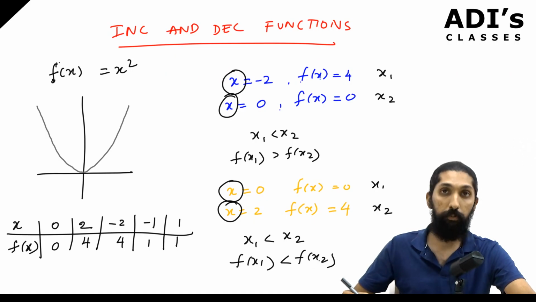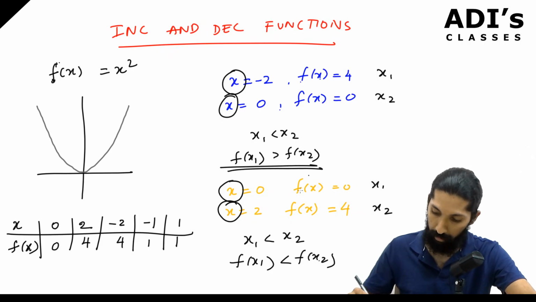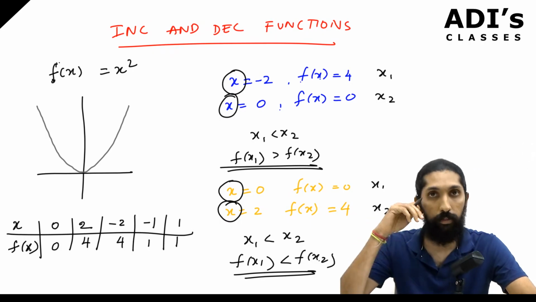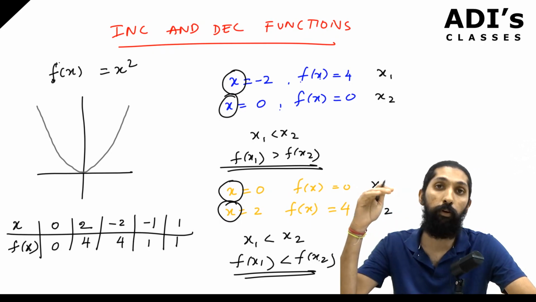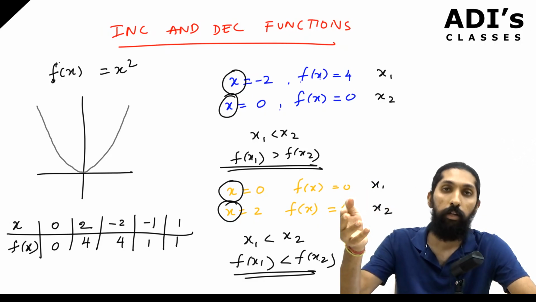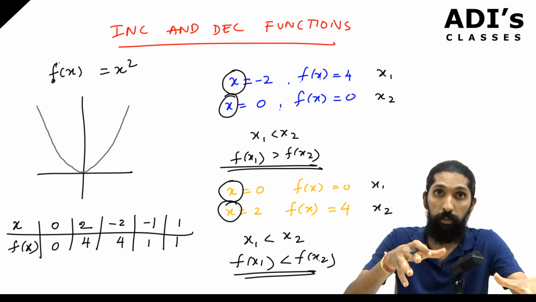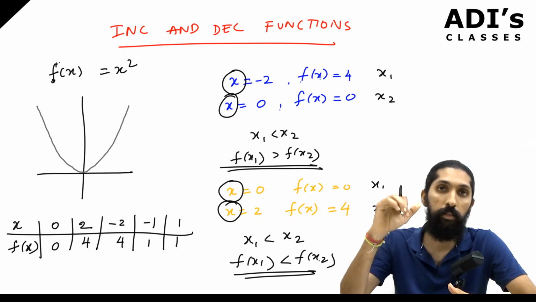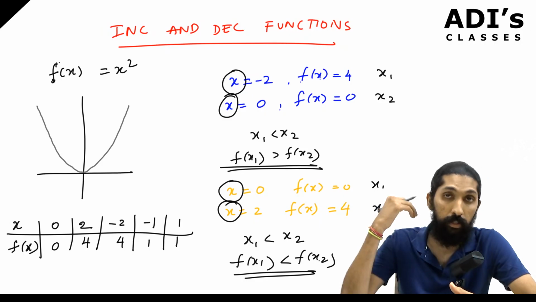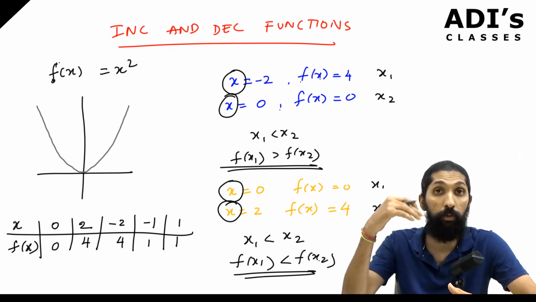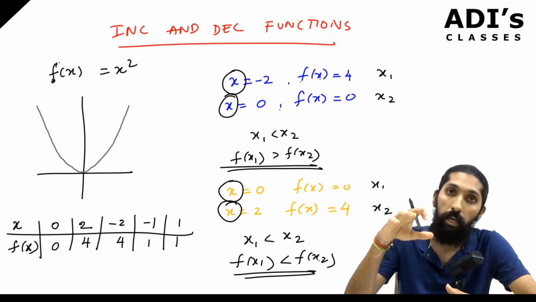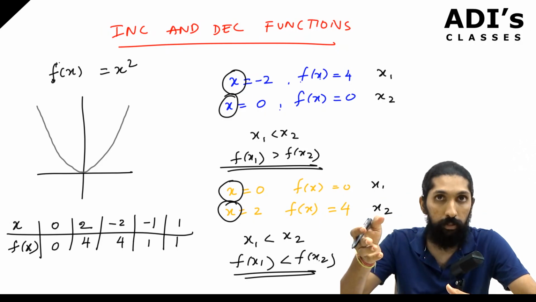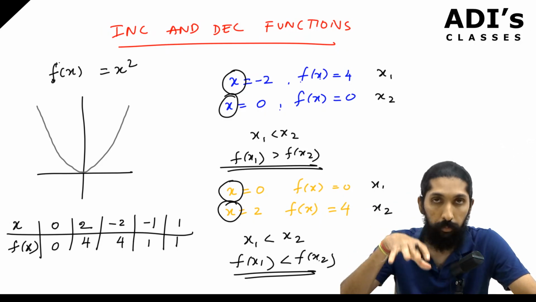Now, if you look at the previous example and this one, for the same function we are getting contradicting results. In one case, we are getting f of x1 greater than f of x2. In the same function f of x, we are getting f of x1 less than f of x2. So how do we declare what is an increasing function? How do we declare what is a decreasing function? And are there any functions which are neither increasing nor decreasing? That's what you're going to learn in this particular video.